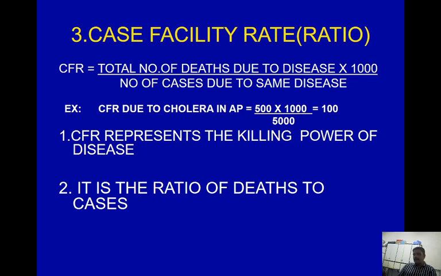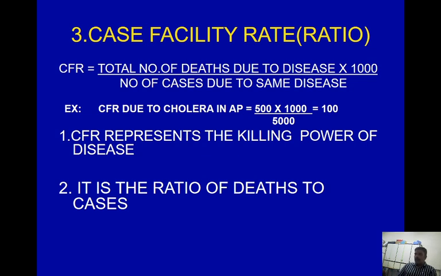So for example, there's the example of cholera. 5,000 people had cholera in AP, let's say at any point of time. This is just a hypothetical example. Out of them, 500 died. The same thing when you come to COVID, you would say that we have 26,000 people, out of which say 900 died. So that is case fatality rate.